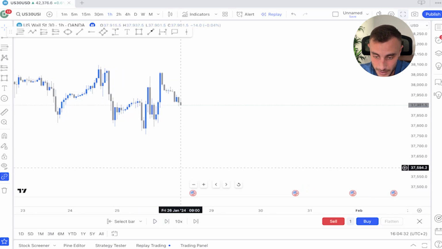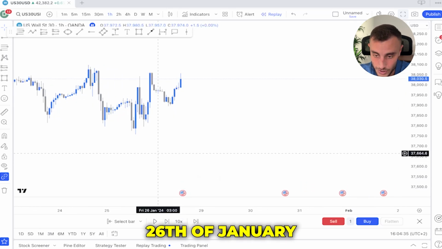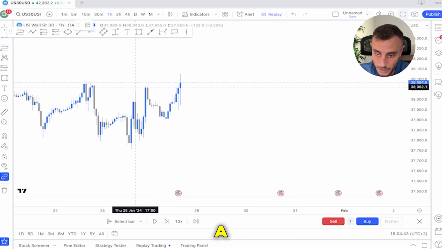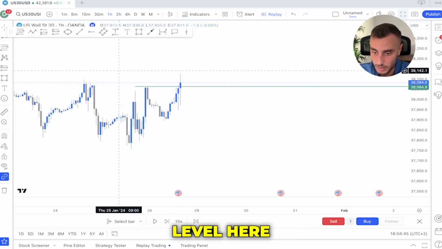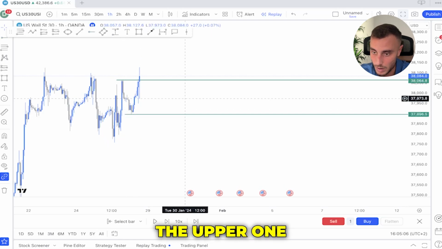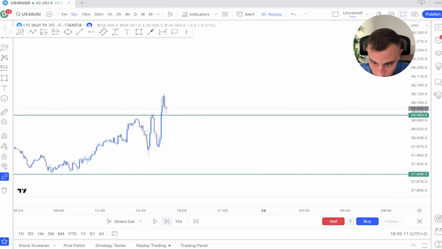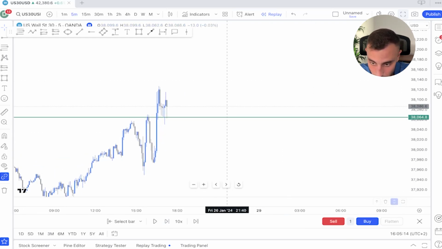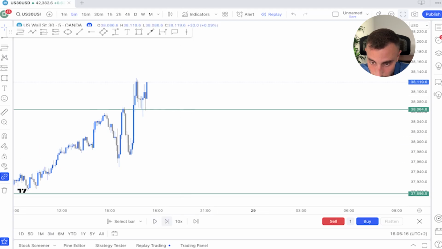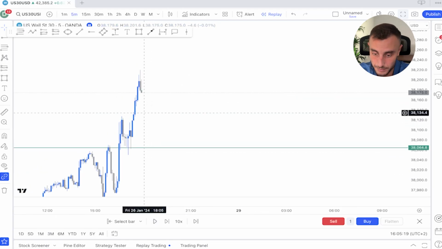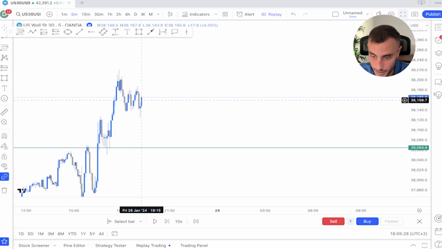So let's see, Friday 26th of January. So a liquidity level here, and this one is the bottom liquidity level. The upper one was swept. And now on the 5 minute, let's look for the market structure shift to see if we get it. Okay, let's continue. No shift yet. We do have a shift, but check the time. It's 7:15 p.m. and our trading session is over basically, so we wouldn't have taken this setup.